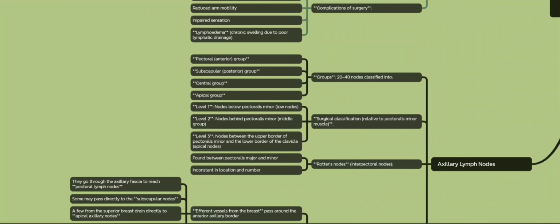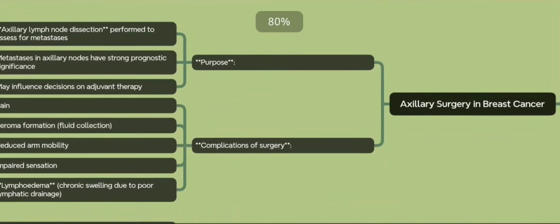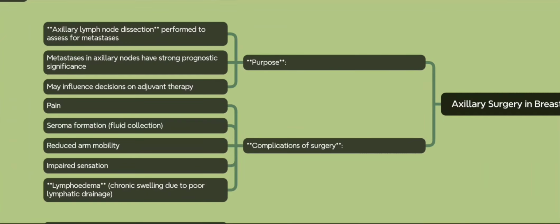Now we are done with axillary lymph nodes. The next part is axillary surgery in breast cancer. What's the purpose? The purpose is to dissect to assess for metastasis. Axillary lymph node dissection is performed to assess for metastasis. So what's the significance of that? Metastasis in axillary nodes has a strong prognostic significance, and it may influence decisions on adjuvant therapy.